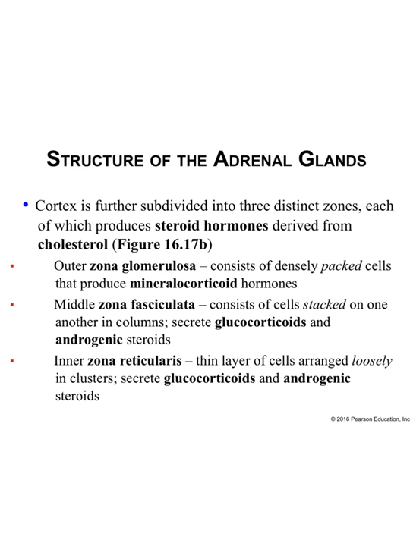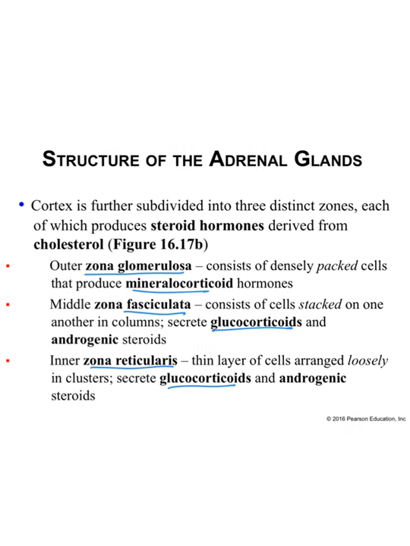So the cortex we can further divide into three zones. Each one basically produces a specific type of corticosteroid. The outermost layer, zona glomerulosa, makes mineralocorticoids. Middle, zona fasciculata, makes glucocorticoids. And the zona reticularis makes glucocorticoids, the same as the zona fasciculata, but it also can make androgenic steroids, so sex hormones.